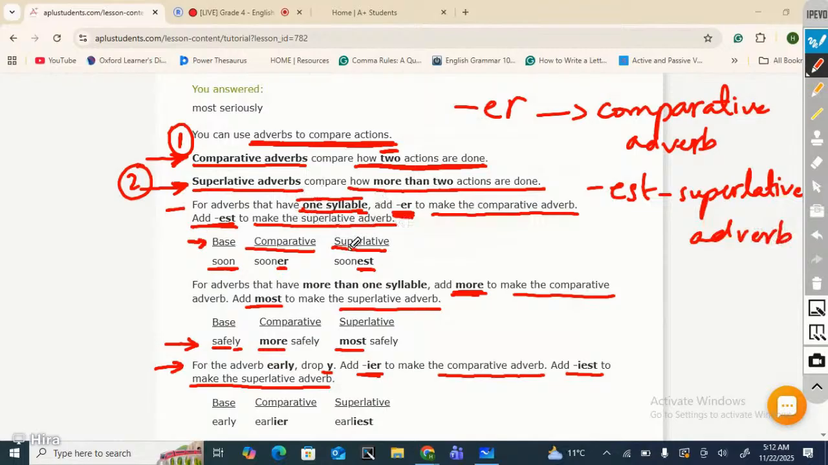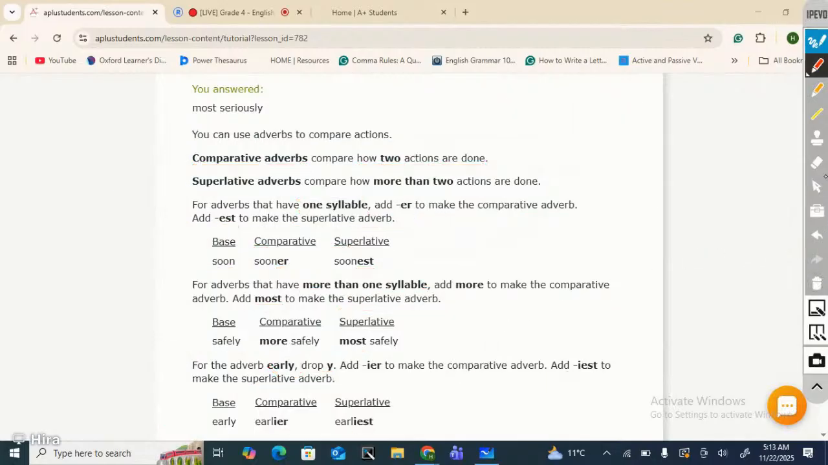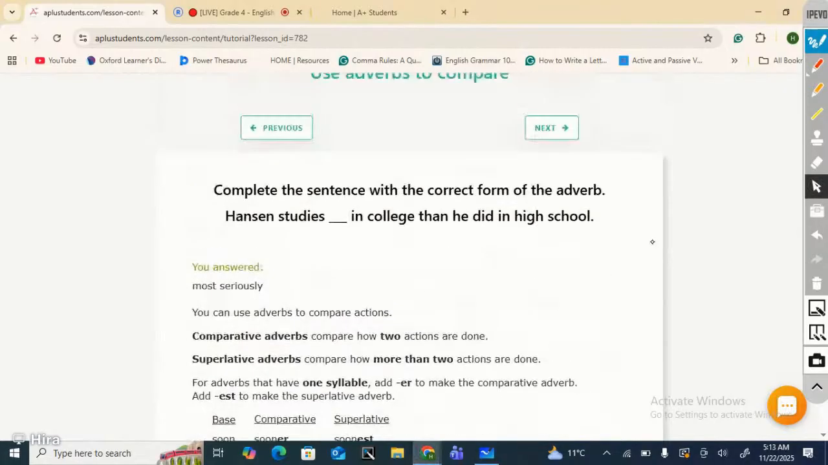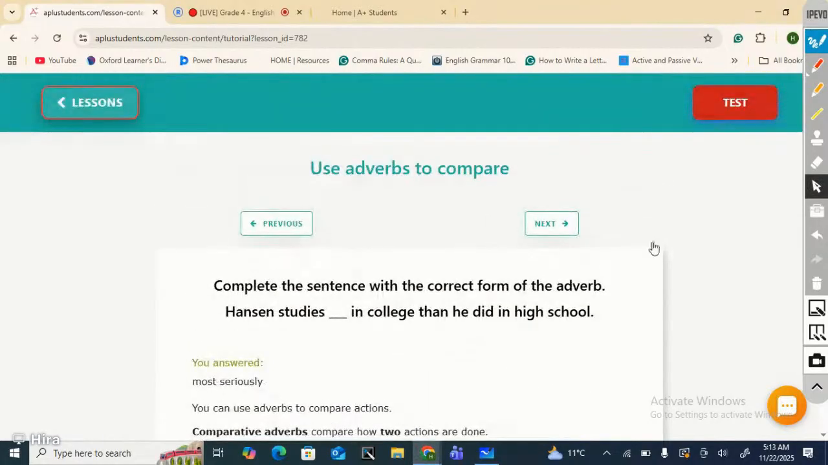Okay, so an important point here. For adverbs that have more than one syllable, add more to make the comparative adverb and add most to make the superlative adverb. And for just one adverb, early, drop y and add ier. See, the comparative adverb is earlier, add ier. And the superlative is earliest, add iest. Okay, so let's begin the test. Use adverbs to compare actions.